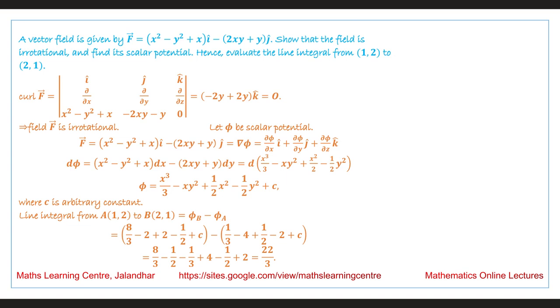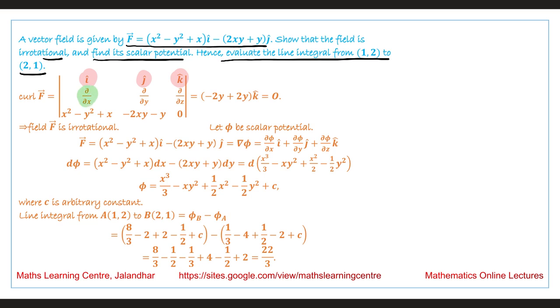Now next, a vector field is given by this formula. Show that the field is irrotational and find its scalar potential, and hence evaluate the line integral from the point 1 2 to 1. First, to prove that it is an irrotational field, we have written i, j, k, taken the partial derivatives curly by curly x, curly by curly y, curly by curly z, and these are the components of F vector. When you solve this, you will obtain the answer as 0 vector. So we are saying that the field F vector is irrotational.